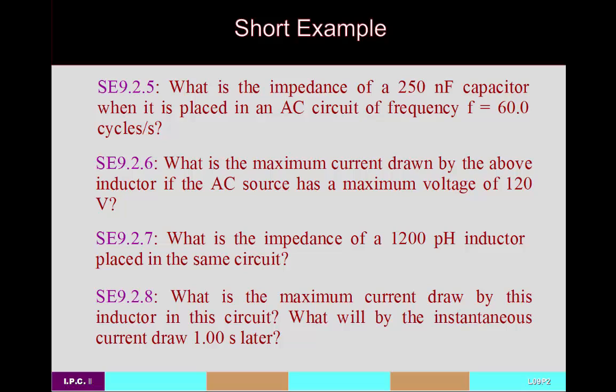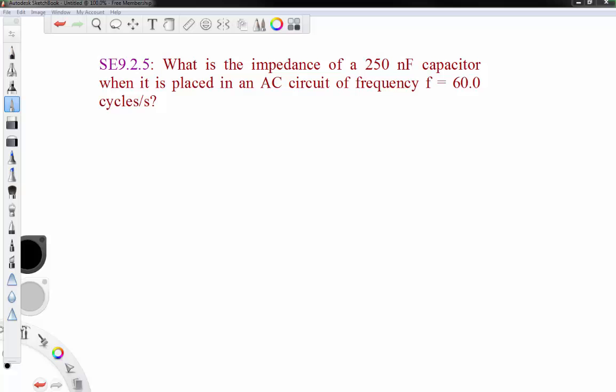Let us consider a few short examples now of what we've been discussing with capacitors and inductors placed into an AC circuit alone. First question is, what is the impedance of a 250 nanofarad capacitor? So here's the capacitance. When it is placed in an AC circuit of frequency f equals 60 cycles per second. Now recall that omega is 2 pi times f.